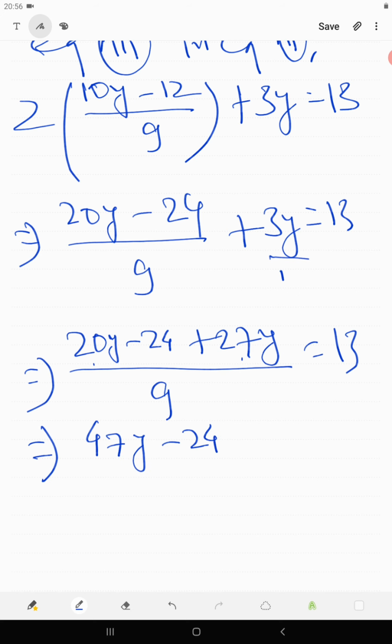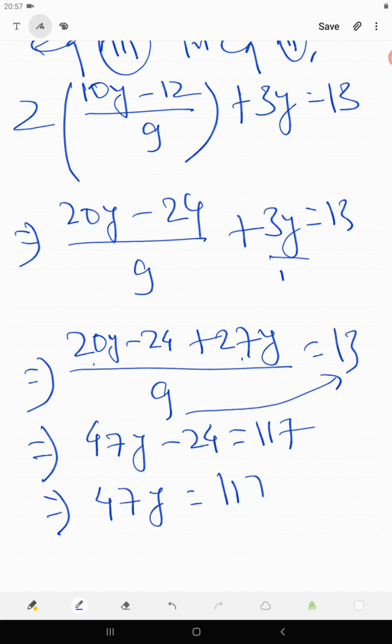Minus 24. Okay. Now 9, we can take it to the right hand side. 9 is divisible over here. That will become multiplication. So 13 into 9 will be, 10 9s are 90, 3 9s are 27, so 117. So 47y equals 117 plus 24.